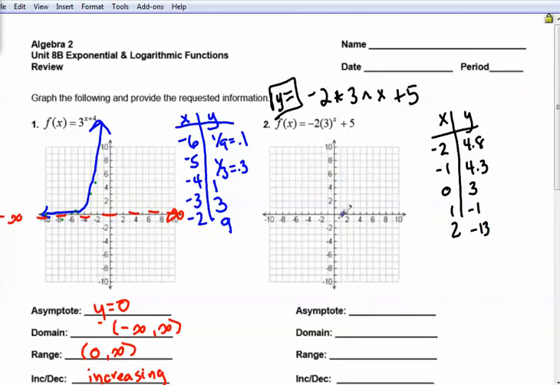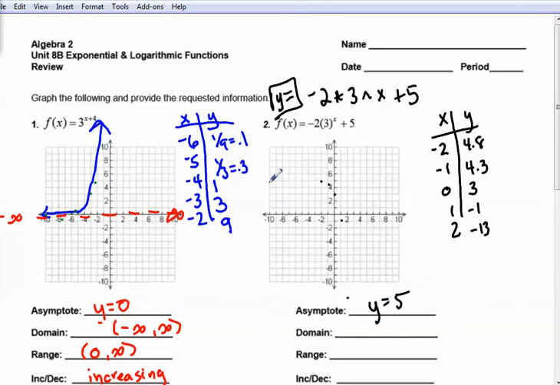Okay, so -2, 4.8, -1, 4.3. And I'm making the points from the table of values. And then 2 is going to be all the way down here, something like that. All right, your horizontal asymptote is always going to be this number that's being added if it has shifted from y equals 0. So it's going to be y equals 5.